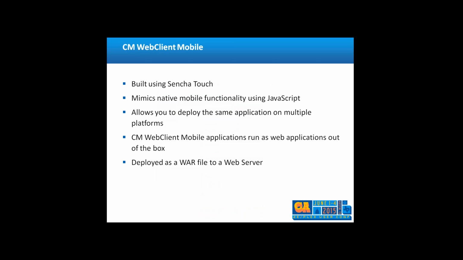All this is built using Sencha Touch. Sencha Touch is a JavaScript framework that can mimic native functionality. So the idea is that you create an HTML5 JavaScript app that looks and feels like an iOS app, like an Android app, like a Windows Phone app. And it's a lot cheaper and easier to do because you're only developing one app. You don't have to develop anything platform specific, so you can deploy one app and it'll work on all devices.